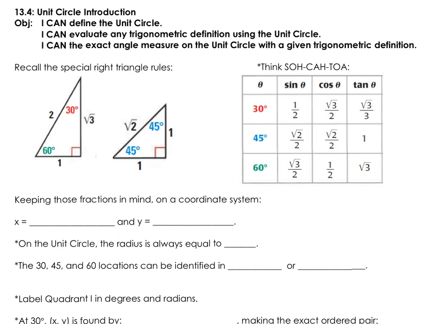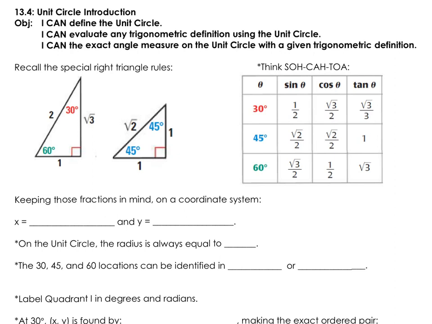The final lesson in Chapter 13 is 13.4, Unit Circle Introduction. We're going to take what we know about rotating into any of the four quadrants with specific angle measures. So it doesn't have to just be an ordered pair, and it doesn't have to just be a random angle rotation. We're going to look specifically at the angles below.